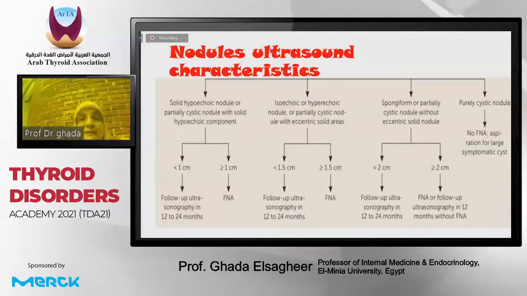Nodule ultrasound characteristics. Actually, ultrasound, as we said, is very crucial for characterization of the nodule. It gives us an idea about the size, echogenicity in relation to the strap muscle around the nodule, either isoechoic, hyperechoic or hypoechoic. If it's hypoechoic, this means it's abnormal tissue and indicates more for malignancy. Also, it gives us an idea about the margin and if there is extrathyroidal extension, any micro or macro calcification. So this characterization of the ultrasound, solid hypoechoic nodule, the first one.